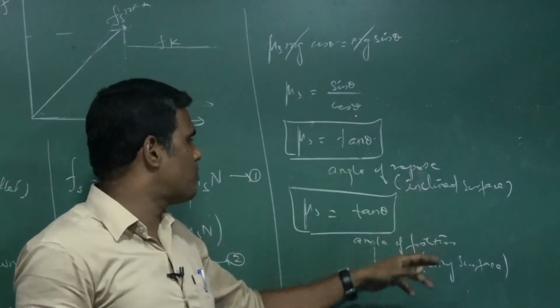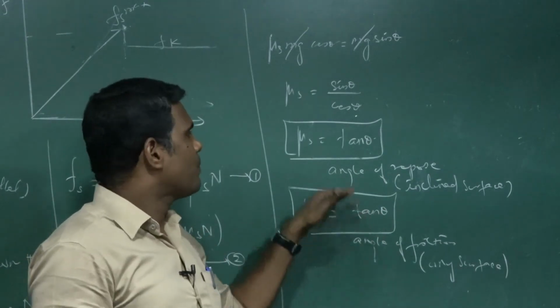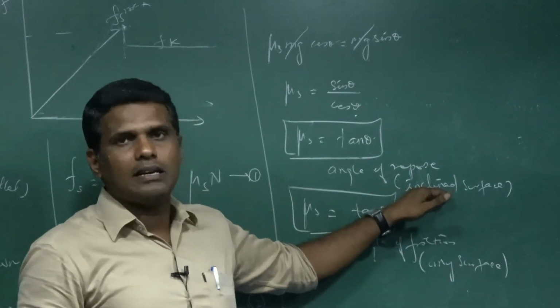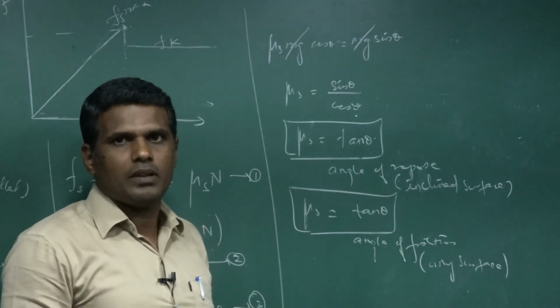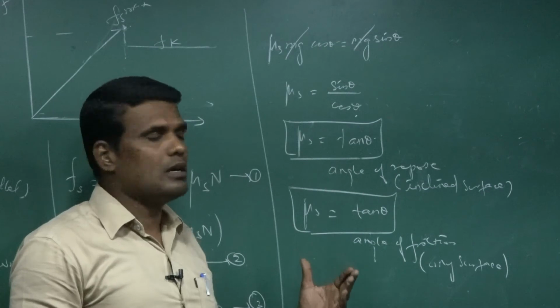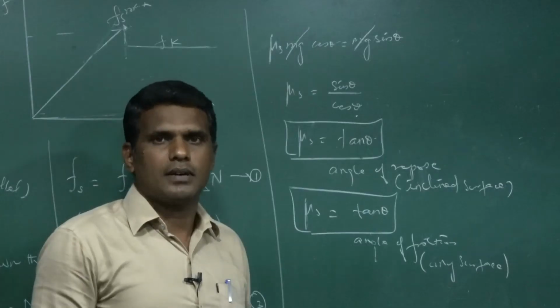We call it angle of repose. The same expression is there for angle of friction also. But the angle of repose is meant for inclined surfaces and the angle of friction is meant for any kind of surface. Now we shall discuss the problem related to the angle of repose.